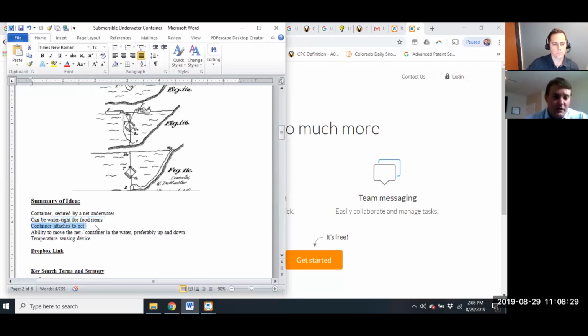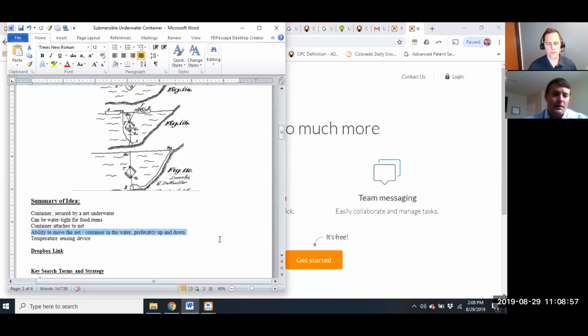So the container is going to attach to the net in some capacity. There's going to be a mechanism to move the net up and down, specifically in the invention, the way an inventor may have invented it, that's a propeller. From a patent searching standpoint, ideally, I'd like to find the word propeller, but I'm not particularly concerned with that. You want to search broadly enough. A good patent attorney is going to claim broadly enough if possible, but that isn't constrained by being a propeller.